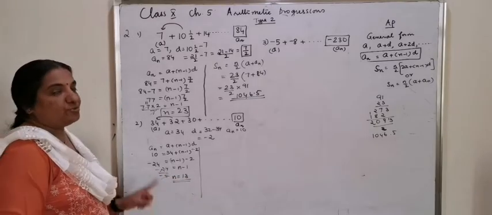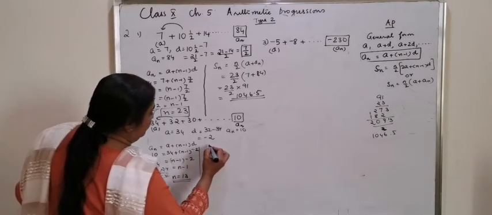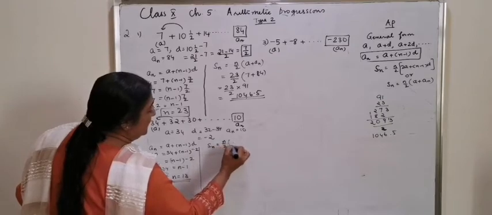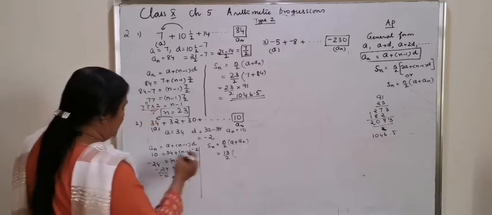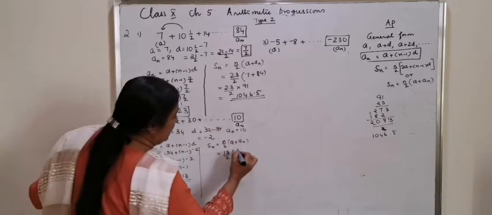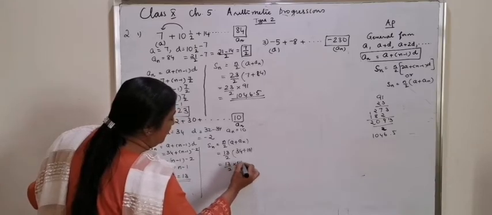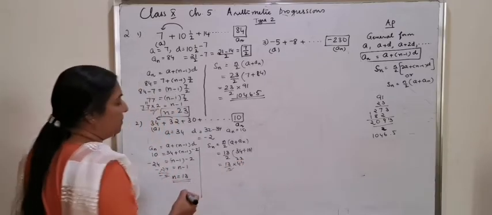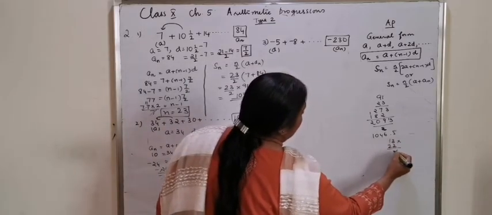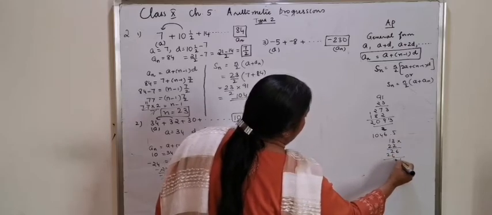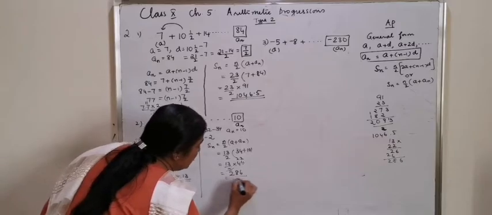You should know the value of n should not be negative. It should be a natural number. Then Sn is equal to n by 2 into a plus an, which is equal to 13 by 2 into 34 plus 10. 13 by 2 into 44, 22, or what is 13 into 22? 3 2s are 6, 3 2s are 6. Answer is 286.